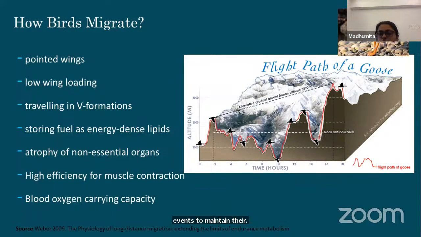Their hemoglobin is also made in a way, or the hemoglobin has evolved, not only in this bird but in most of the migratory birds, so that because they fly at a very high altitude, they can function in lower oxygen also.